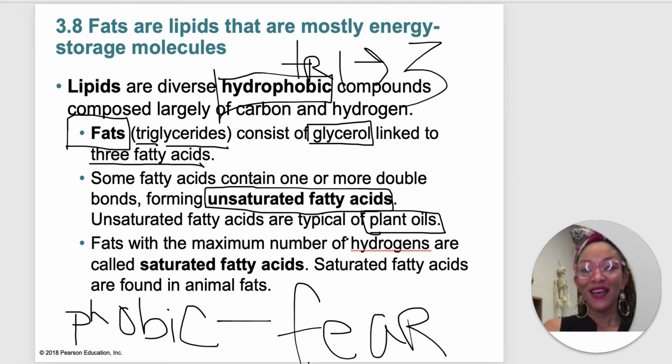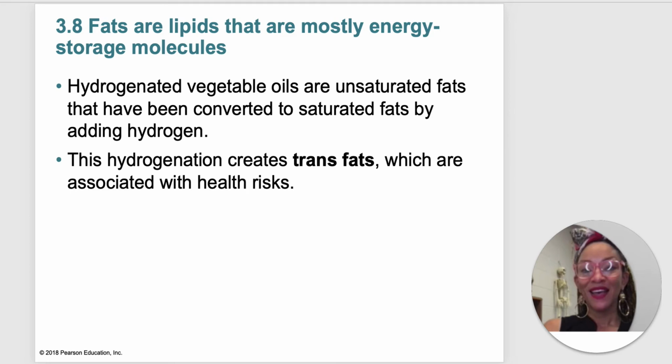Fats with a ton of hydrogens and no double bonds are saturated fats. These are usually considered the more unhealthy fats. So these are typically going to be your animal fats. Okay. So there is another type of fat you may have heard about, something called trans fats. And these are actually something that the FDA has tried very hard to get out of our food sources, especially fast food, because they can be cancer causing.